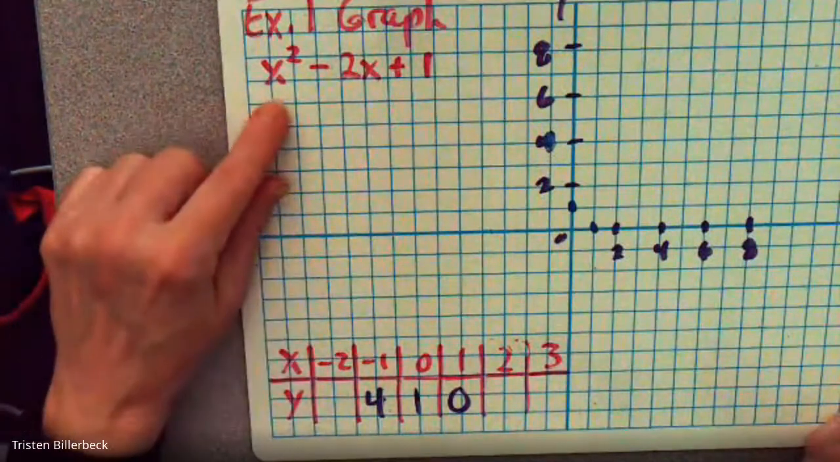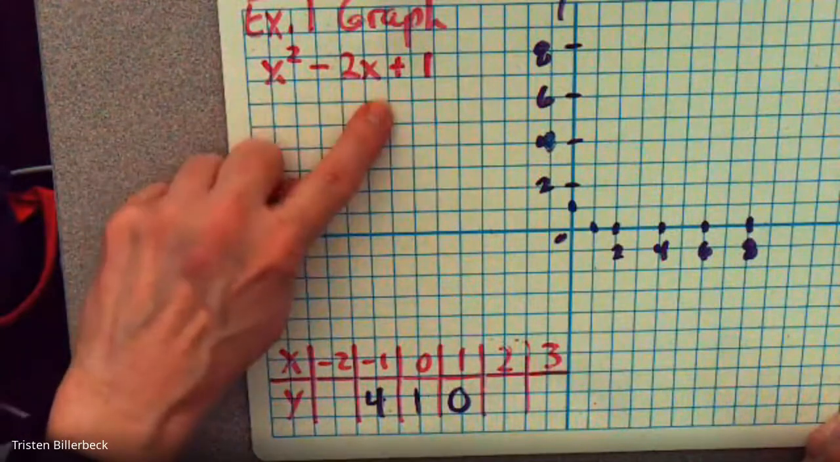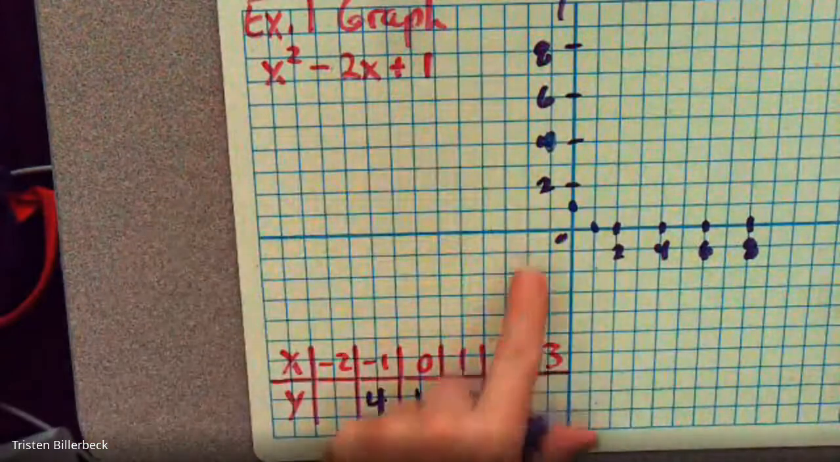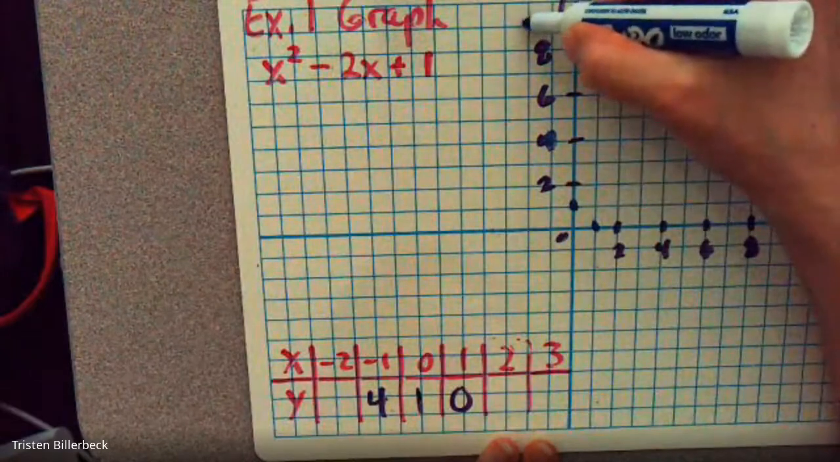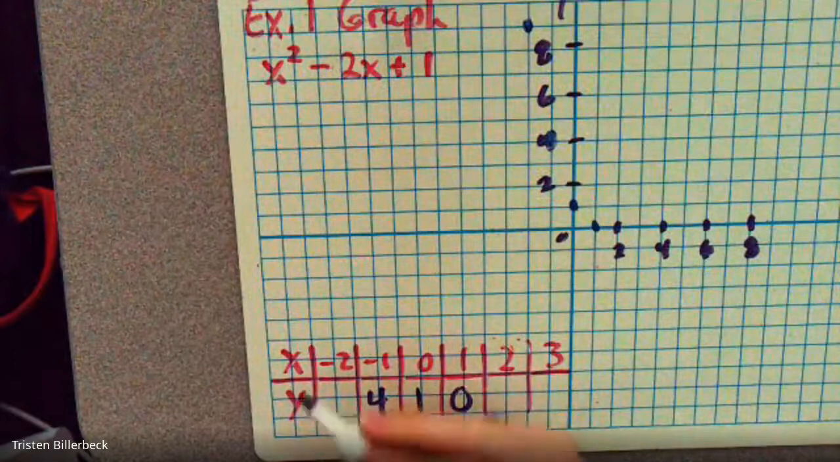So negative 2 squared is 4, and then negative 2 times negative 2 is 8, plus 1 is 9. So at negative 2, we are way up here at 9. Okay, so 9.